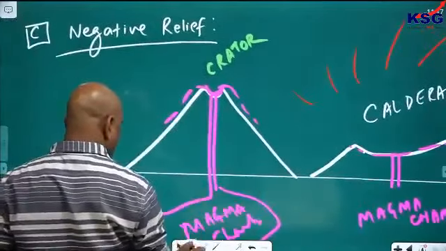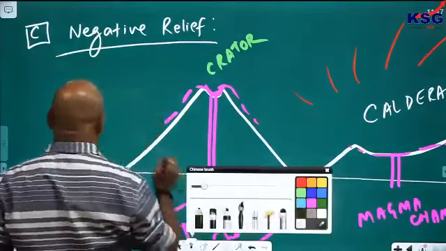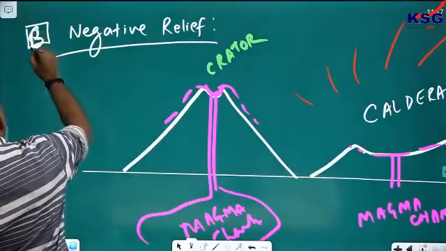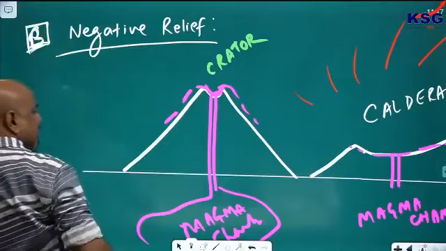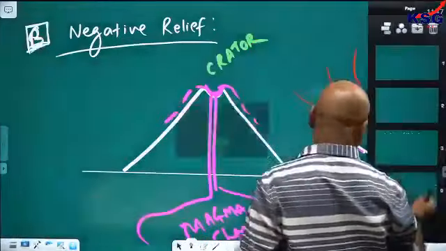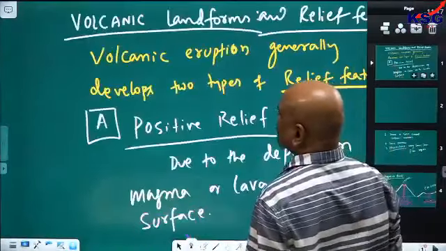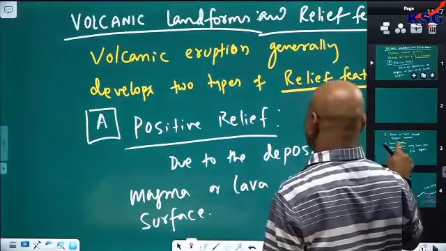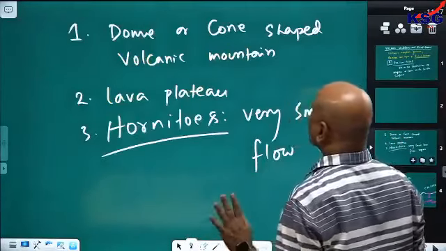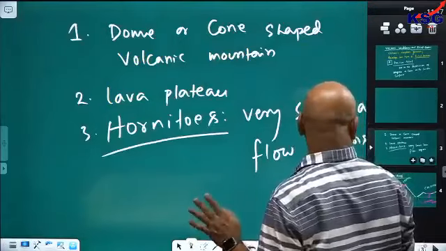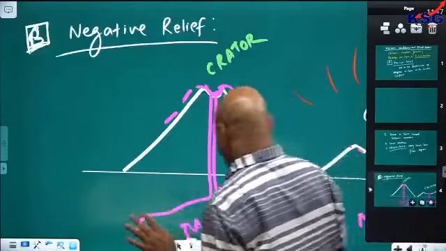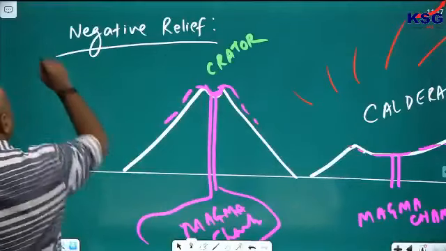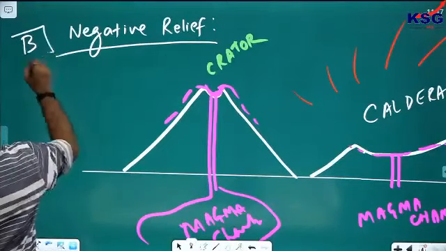Oh sorry, point B it is. Point B, the second one. I said only two types, A and B. A, I told you, is positive relief. Due to this positive relief, whatever you got, I said: dome or cone shaped volcanic lava plateau, hornitos. In point B, please write down here, not C, B.